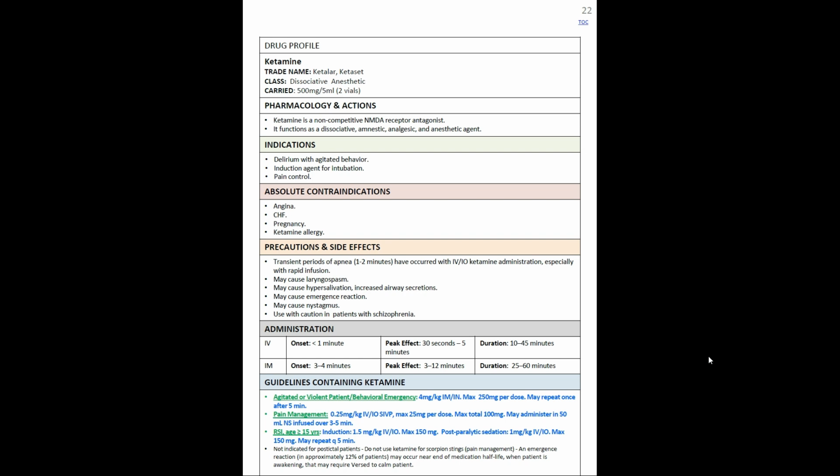I do have notes at the bottom here that state, if you have a patient having a reaction to scorpion stings and you want to treat their pain, I would opt for more opioids, like fentanyl, because when given ketamine, a small percent of patients can have this emergence reaction.